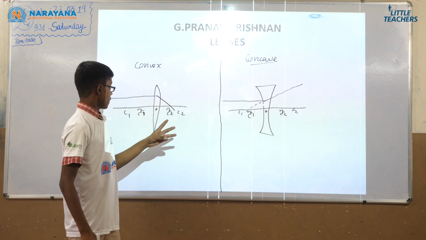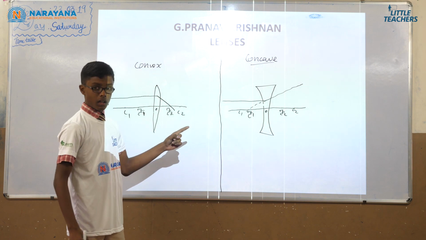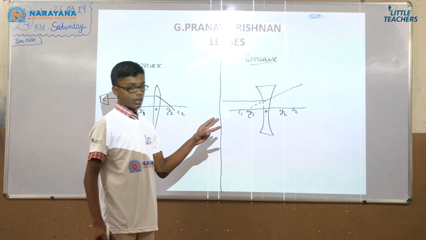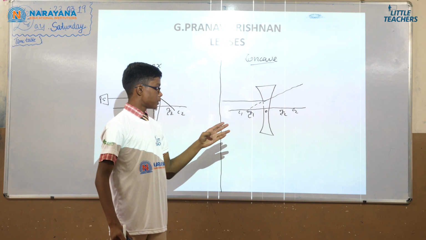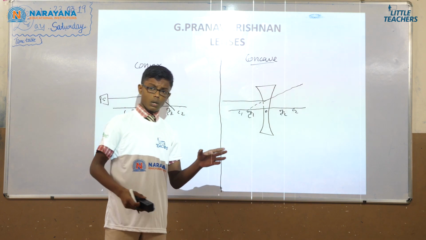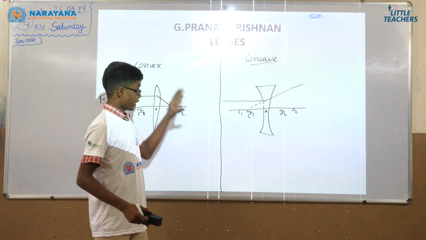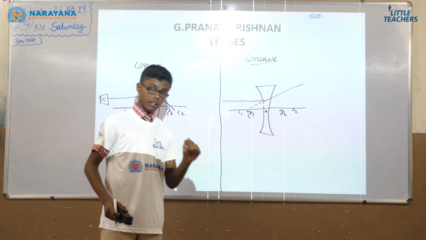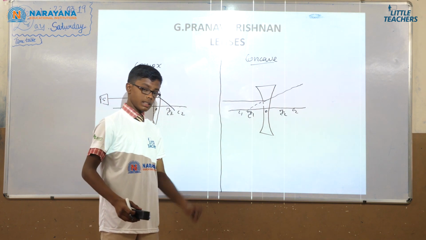So what are the terms which we saw? Optical center, foci, centers of curvature, and the principal axis. Now let's go to the important part of our session today, formation of image through lenses.